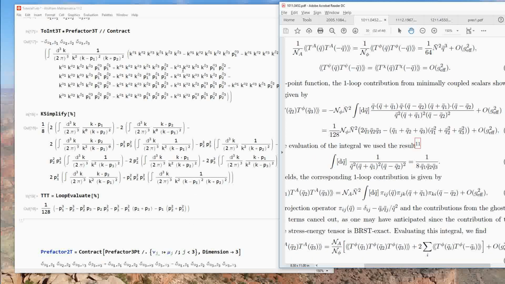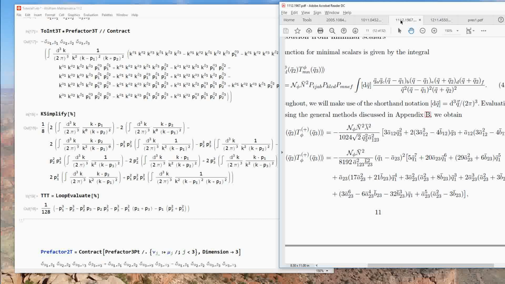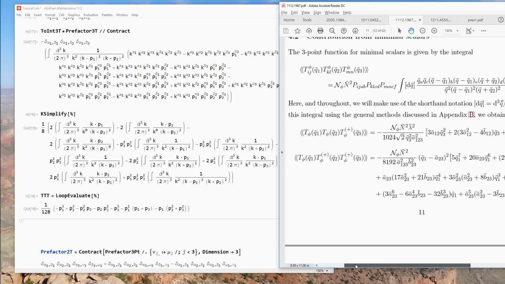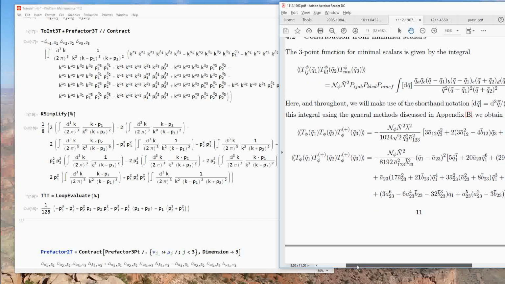Okay, and our final example will be a 3-point function of a stress tensor and 2 scalar operators. So what we want to do first is calculate the 3-point function in a theory of 3 massless scalars, contracted with the helicity tensor. So first we calculate just the 3-point function and then contract it. So this is how we do it.